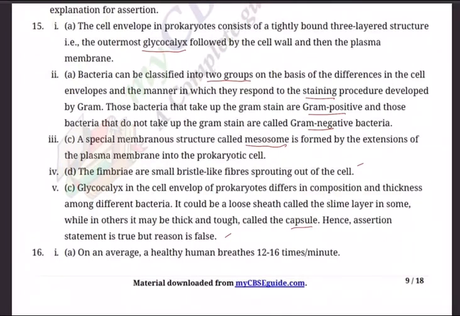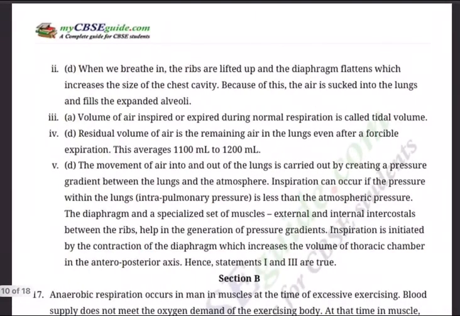Now come to the last question. Again, one more paragraph. It is about the structure of our respiratory system. As usual, 5 questions. You need to answer 4. However, I am giving answers for all the 5. Question 1, 16. On average, a healthy human breathes about 12 to 16 times per minute. And this is answer A.